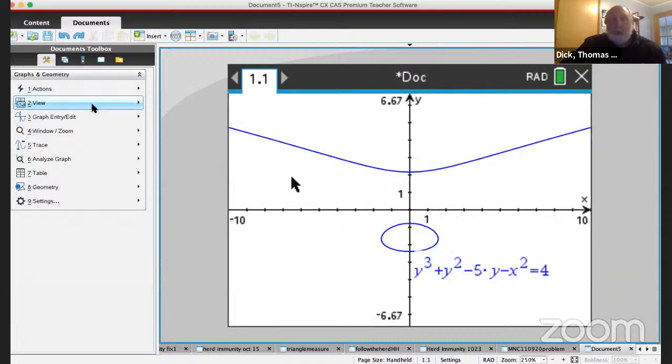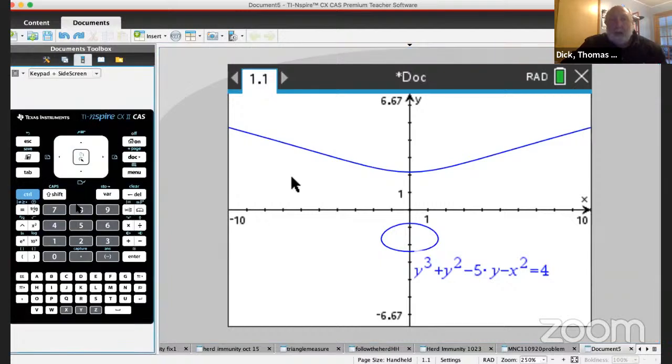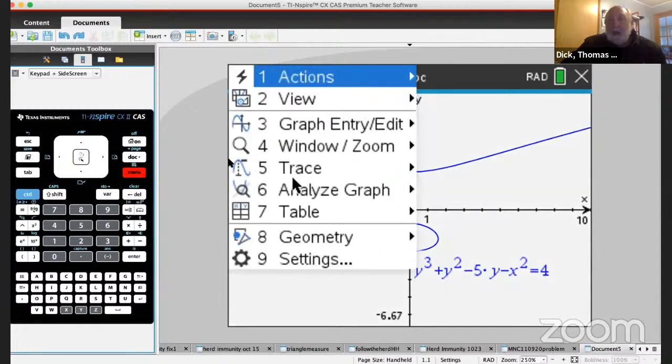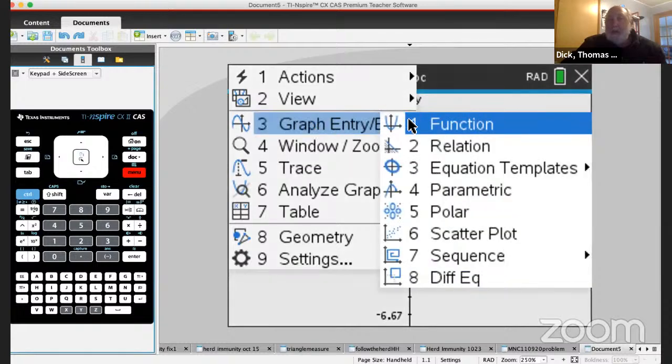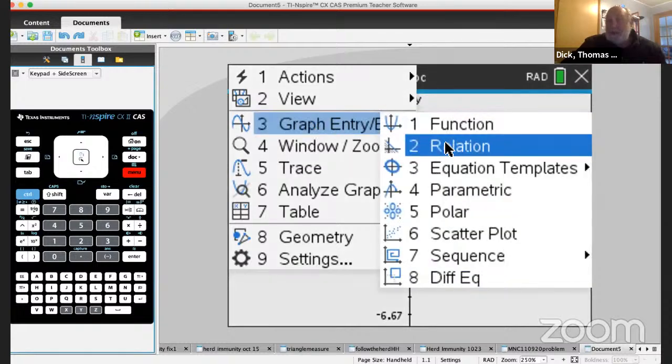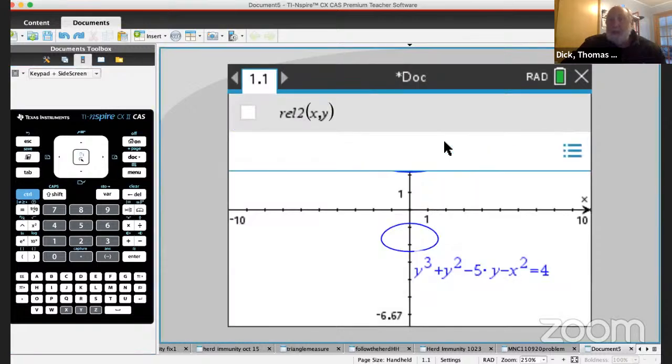I probably should use this handheld view here. Go to the menu, and I'm going to the graph entry edit. There is a relation graph that you can select. And I've got one relation in there already. It's relation 1. But now I'm looking at relation 2. And so I'm going to graph something that looks very much like this expression or this equation, except I'm going to change the constant on the right-hand side.